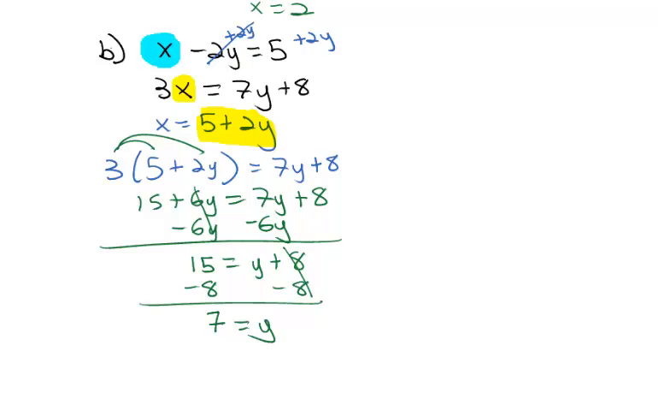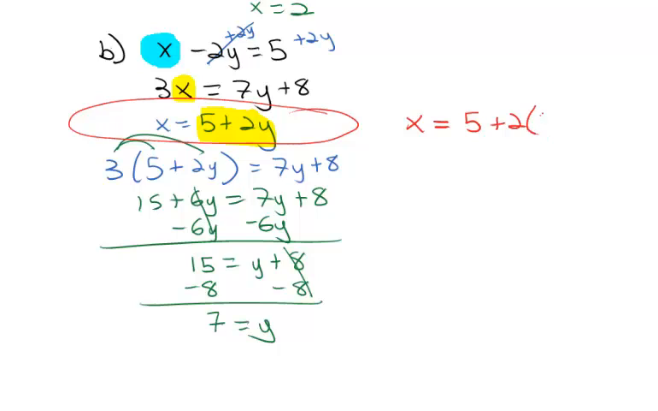Now we just have to figure out what x is, and we have this equation that tells us what x equals. X equals 5 plus 2y. Y we just found out was 7. So x equals 5 plus 14, or x equals 19. So these two lines are going to intersect at the point x comma y, 19 comma 7.